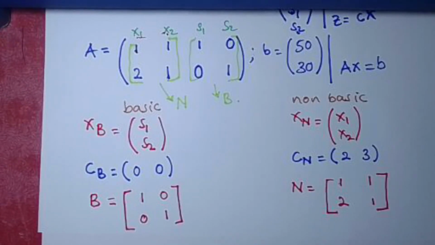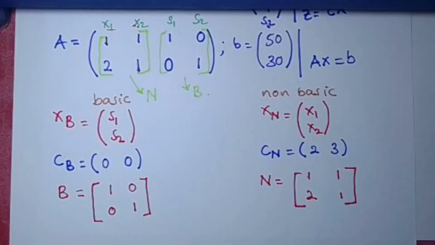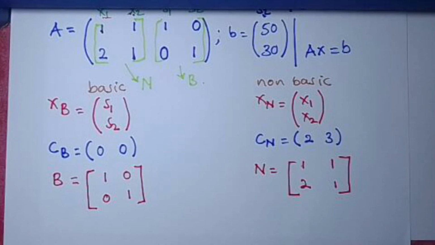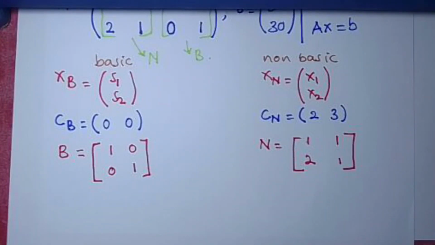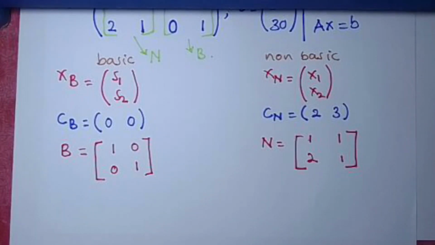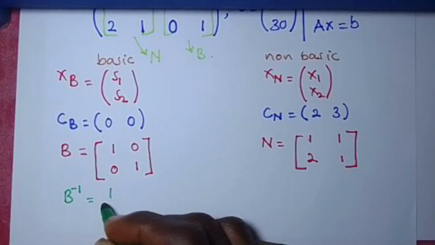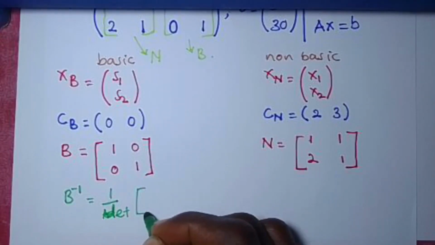So at this point, we have attained our set of basics and our set for non-basics. Now after achieving that, we are going to do what we call the inverse. The last thing is to get the inverse matrix of the basic set. And when you look at this, how do we get an inverse? The inverse, B inverse, is going to be equal to 1 over determinant times adjoint.